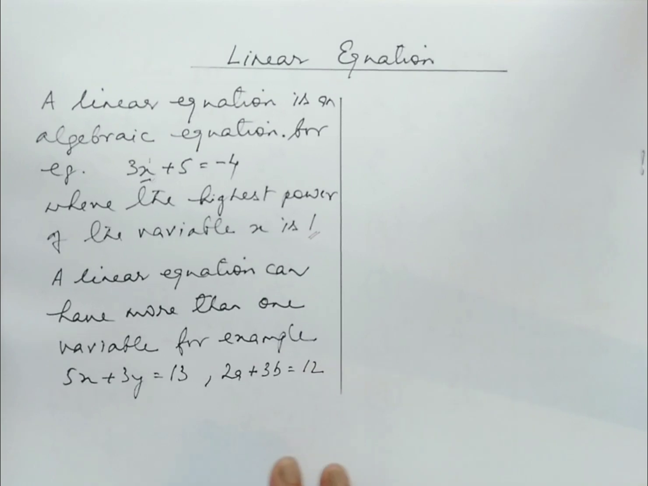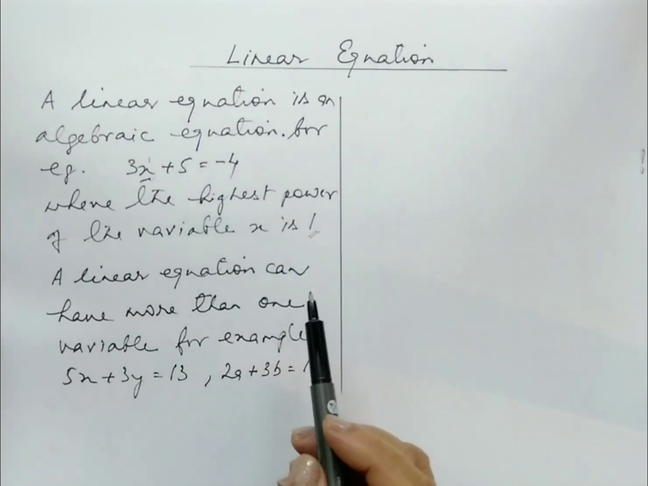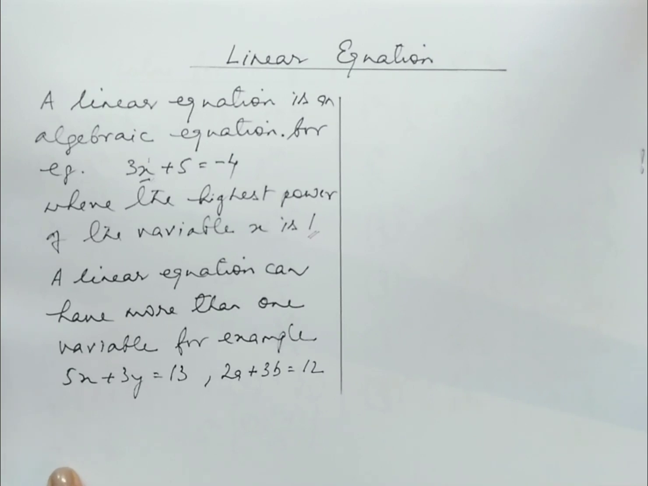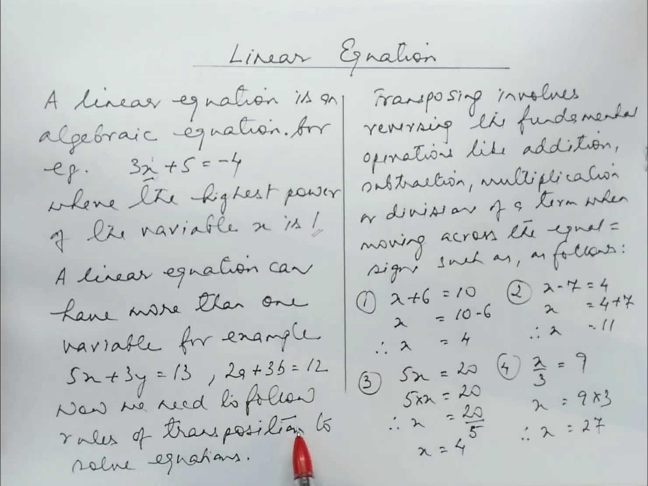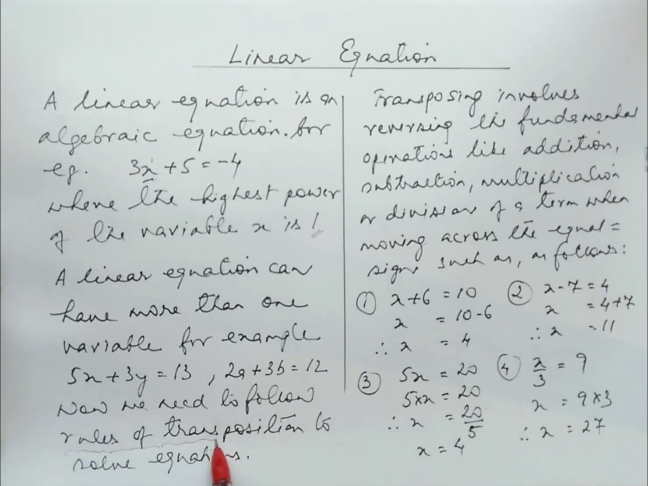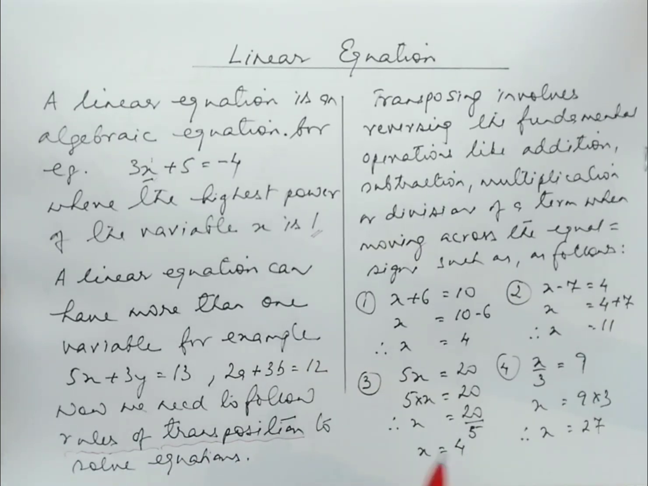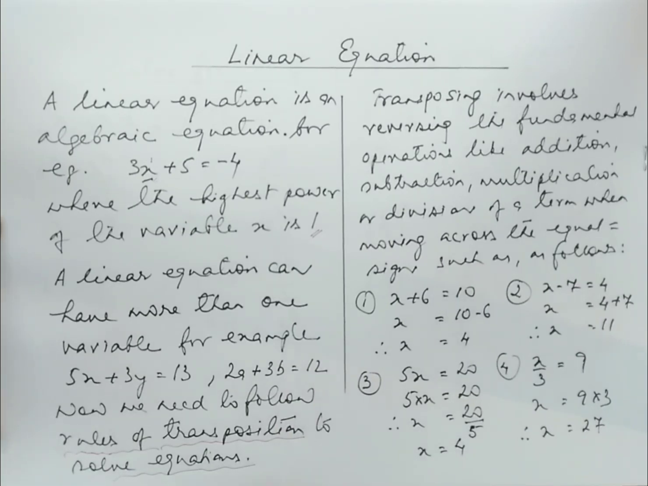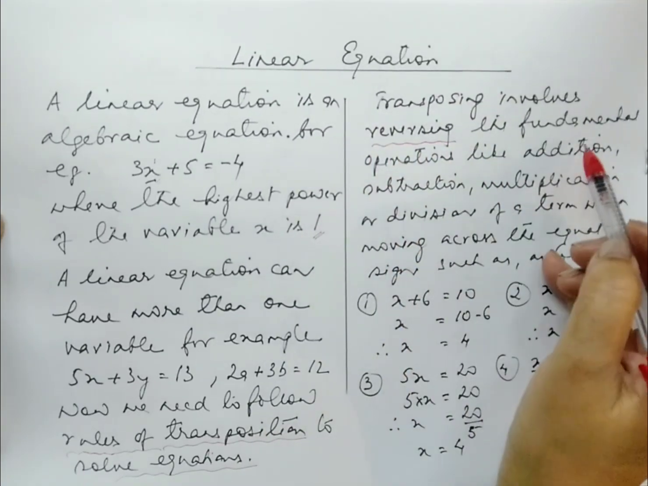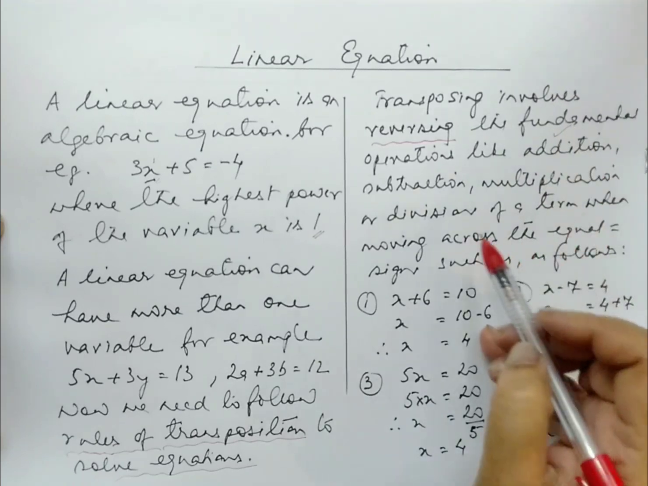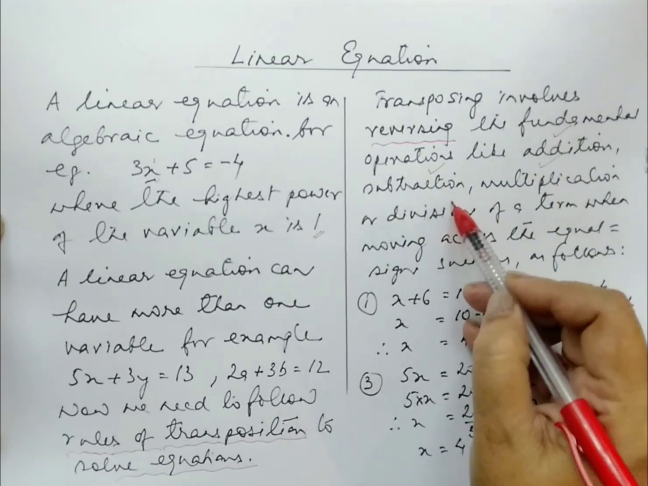Okay, so the nature of transposition that is done in linear equations will be explained to you in detail now. What is most vital about linear equations is that we must know the rules of transposition. Guys, it's very important that you know the rules of transposition in order to solve the equation. So what are the rules? It means that we need to reverse the fundamental operations like addition, subtraction, multiplication, division.